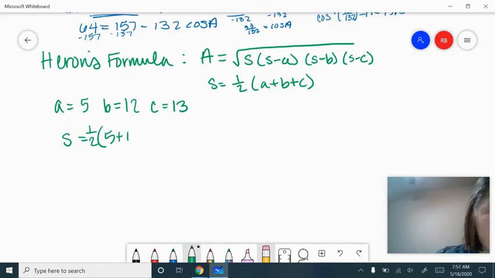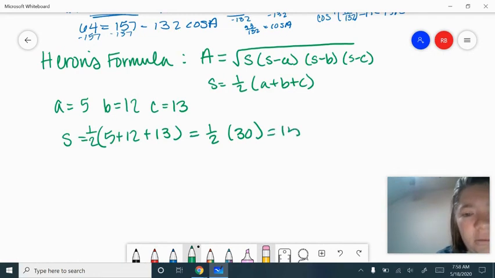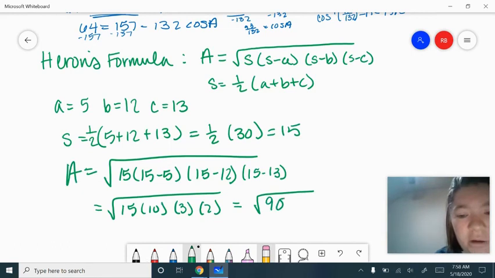So 5 plus 12 plus 13 gives me 30. So half of 30 is equal to 15. And then I'm just finding the area. Square root of 900, and the square root of 900 is 30.